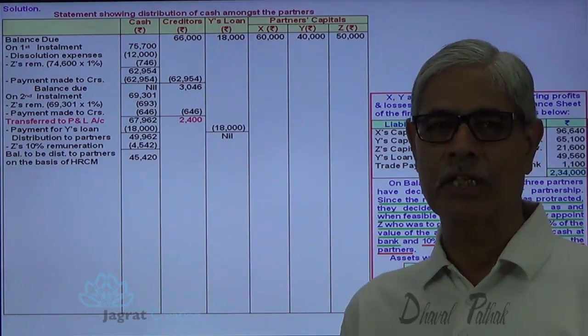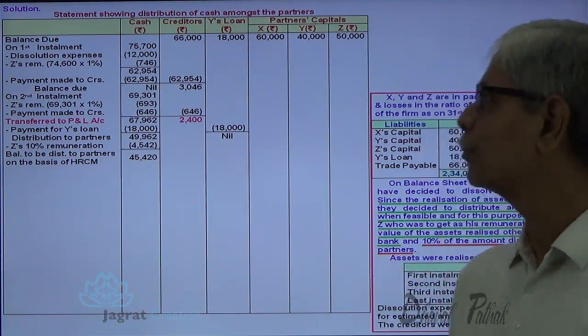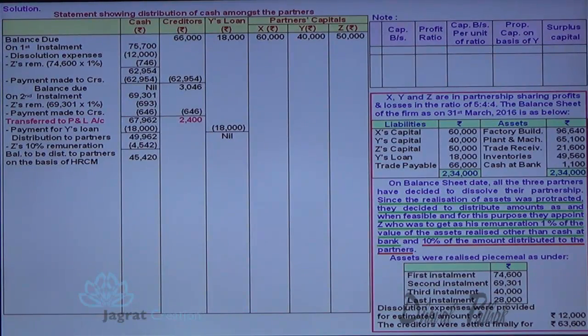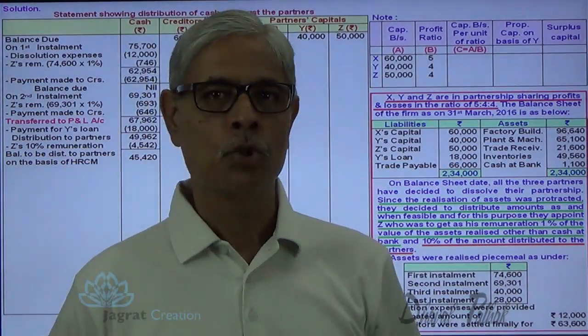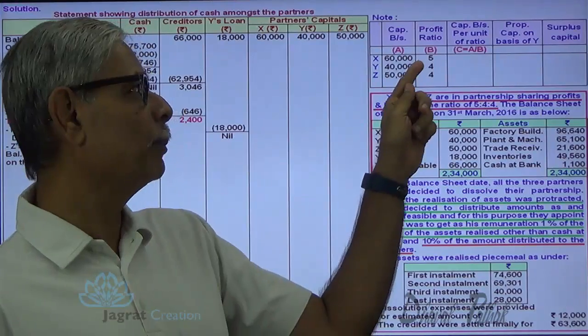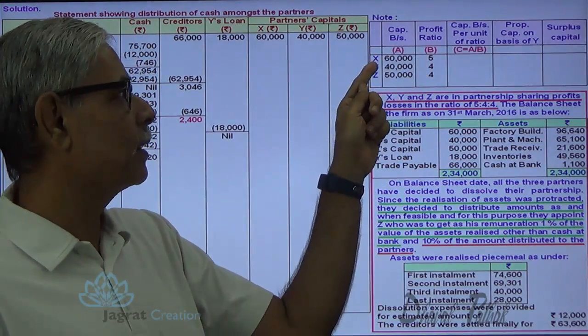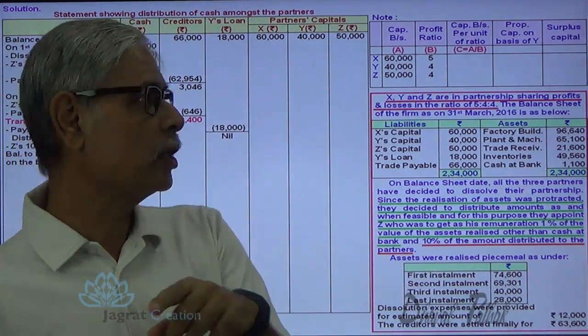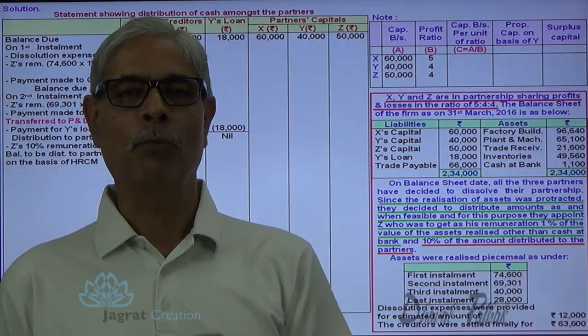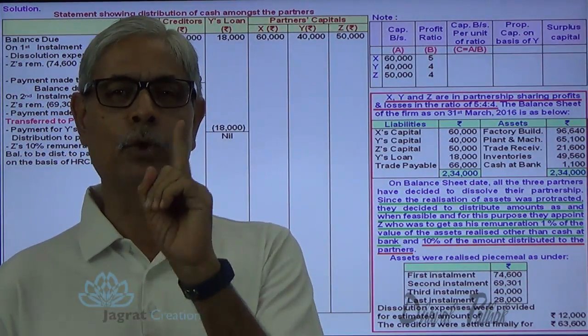Now let me explain the highest relative capital method or capital surplus method. I'll prepare a working note for that. The capital balances payable to the partners X, Y, Z are 60,000, 40,000 and 50,000. Their profit sharing ratio is 5:4:4. So capital balance per unit of profit. So for 5 units of profit, the capital contributed by X is 60,000. So what is the capital per 1 unit of profit?